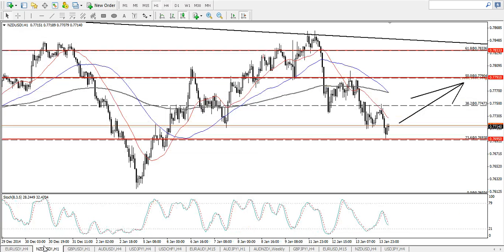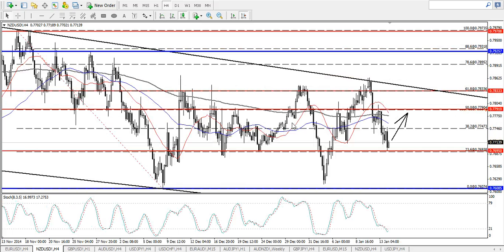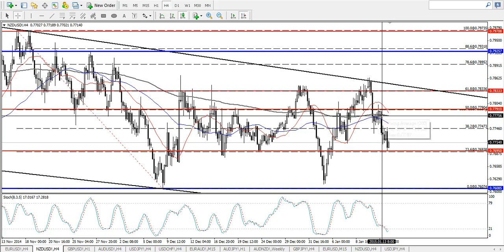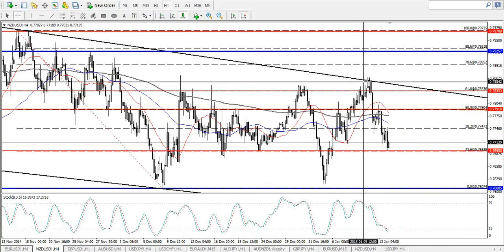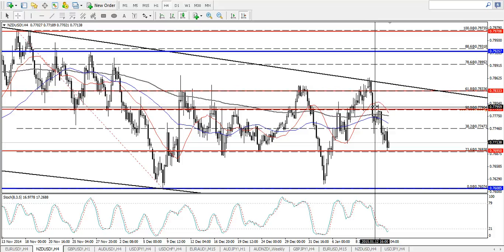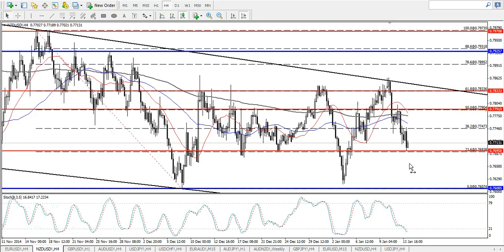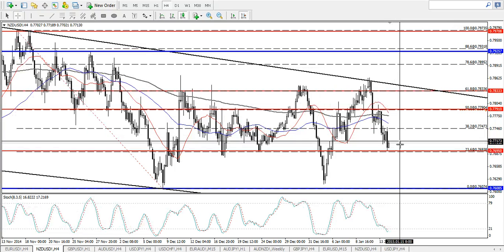Next, we have the New Zealand dollar against the US dollar. This is the 4-hourly charts. So we have seen price fall from the top of a falling trend channel, and it has fallen all the way back to the support level at 0.7695. Okay, we are still expecting price to fall further.